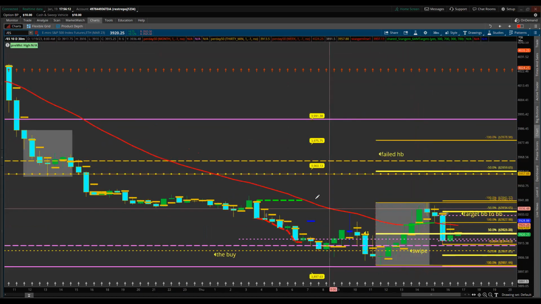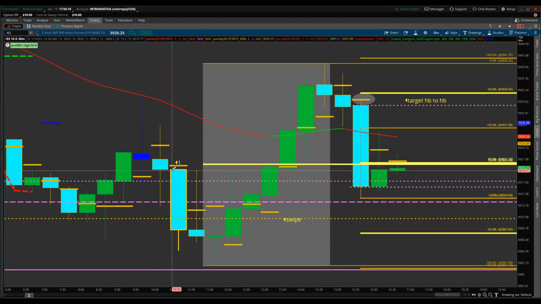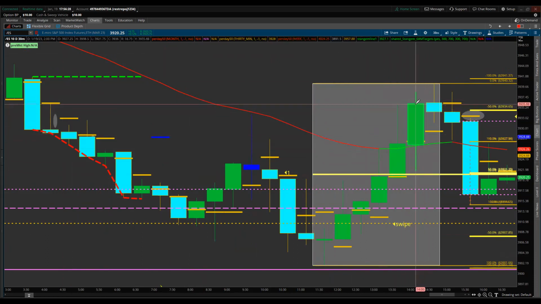At the end of the day, Dobbs was telling me this thing is rolling over. I said, well, we took out one high, two highs, three highs, four highs. We almost went after this high, almost got five. So what do we expect? We expect a pullback and to go test the low of that 30-minute candle.